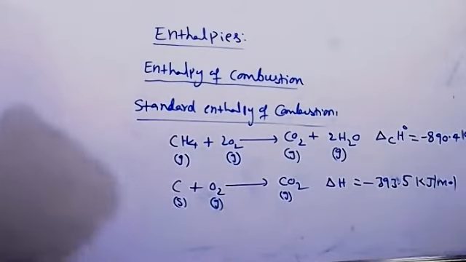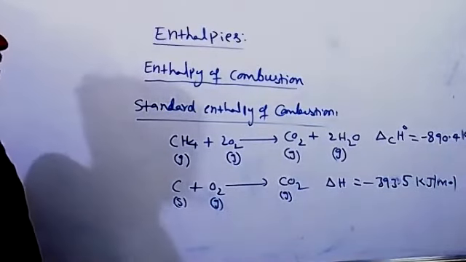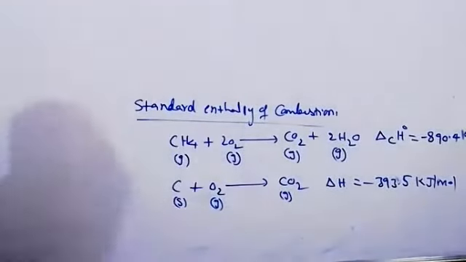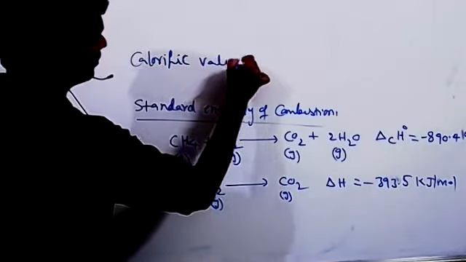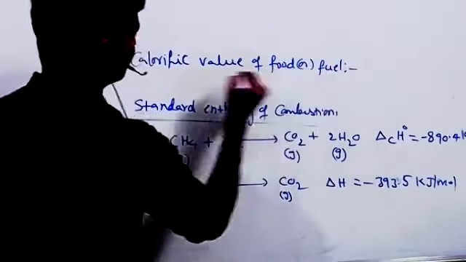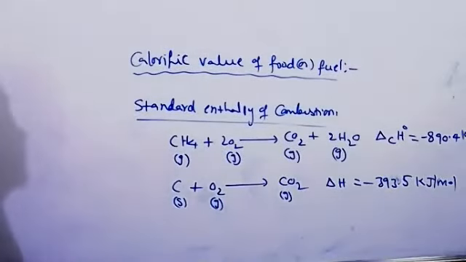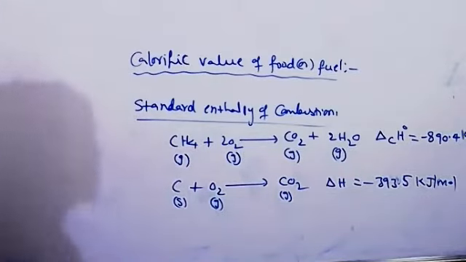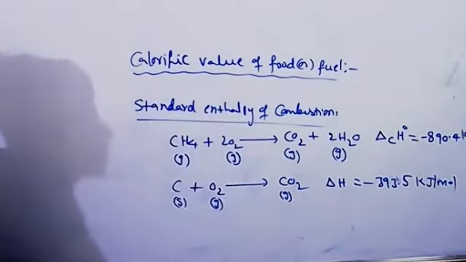Okay, next, calorific value of food or fuel. That also comes under the combustion process only. Calorific value of food or fuel is the amount of heat released when 1 gram of food or fuel undergoes combustion. That's called calorific value of food or fuel, the amount of heat released in kilocalorie per gram or kilojoule per gram.